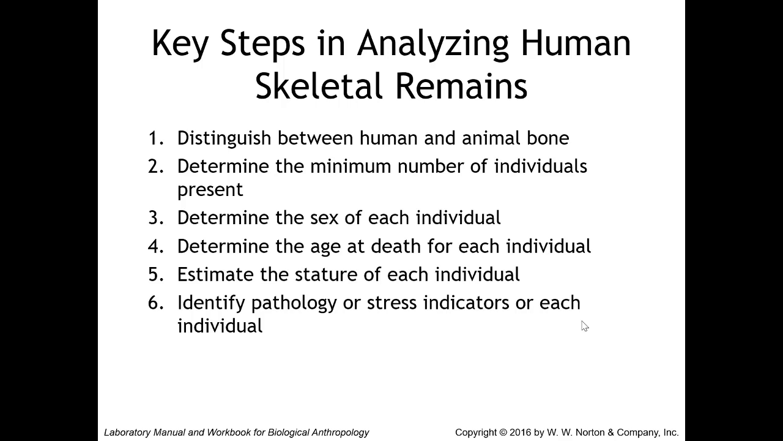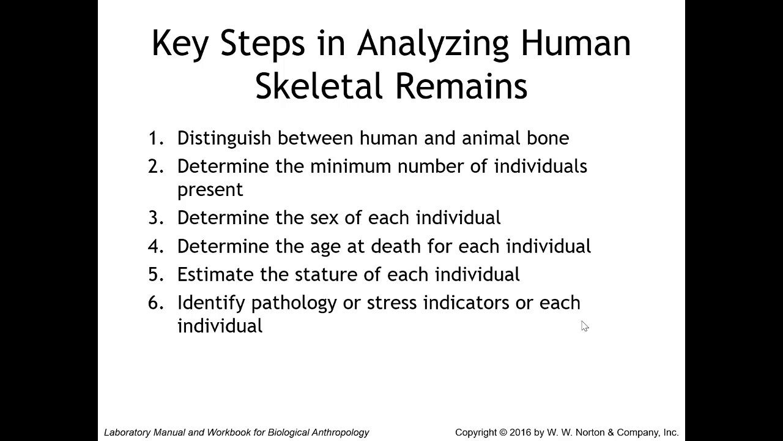Once you've done that, you're going to determine the minimum number of individuals present. We're going to find out how many people minimum we have here. Next, you determine the sex of each individual: how many females, how many males. Determine the age at death for each individual: how many juveniles, adults, and so on. Estimate the stature of each individual, so how tall were they? And then identify pathology or stress indicators of each individual. So is there anything, disease or bone breaks, remodeling, anything like that that might have been prior to death or might have been around the time of death and caused death?